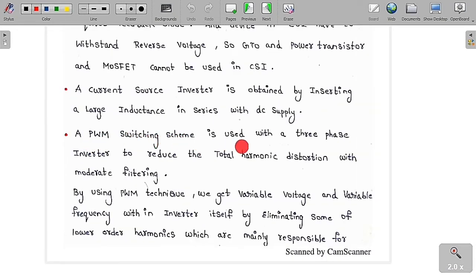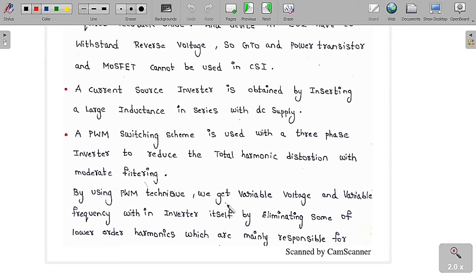A PWM switching scheme is used with a three-phase inverter to reduce the total harmonic distortion with moderate filtering. I have already told you, with the help of PWM switching, we can reduce whatever harmonics we want. As we reduce the harmonics, we can make the filter size very small so that the remaining harmonics can also be easily reduced. That is the help of the PWM switching scheme.